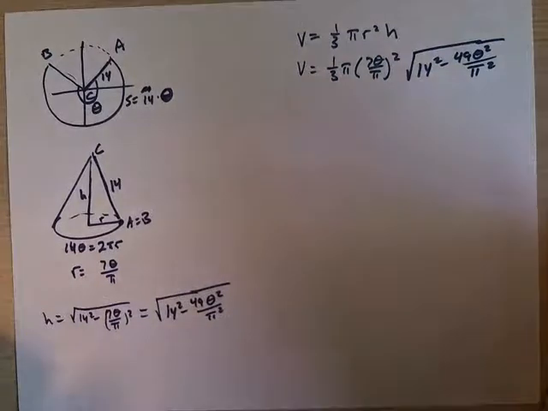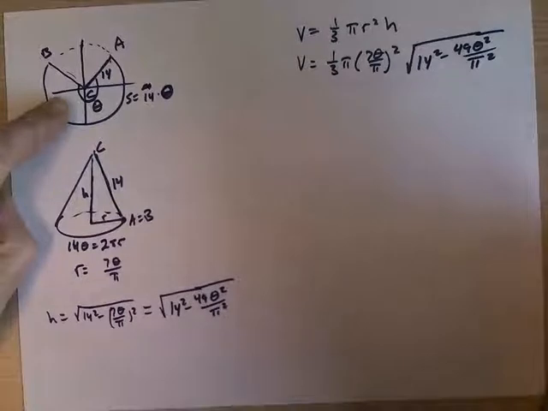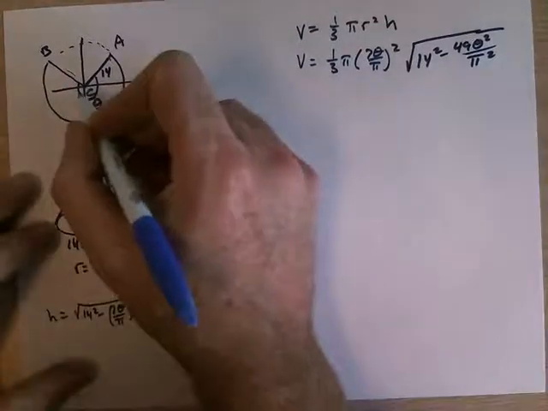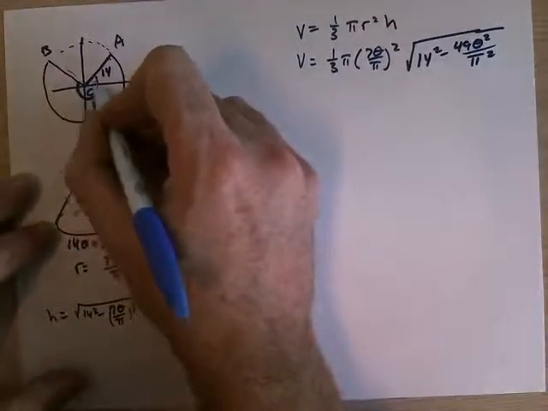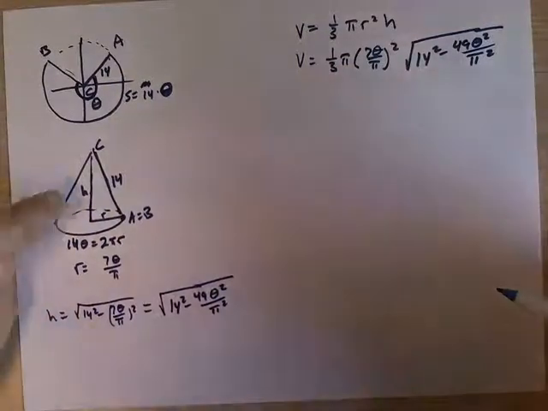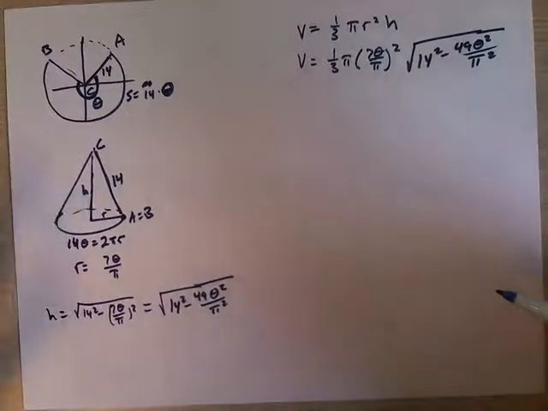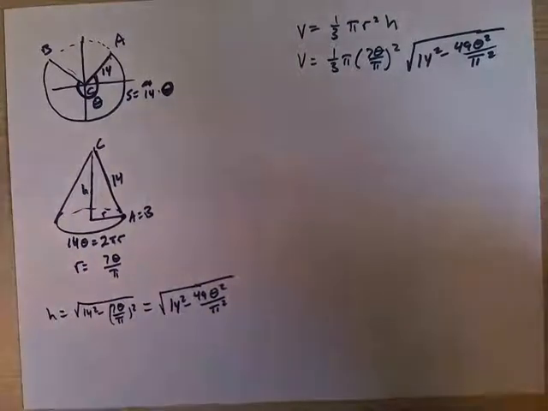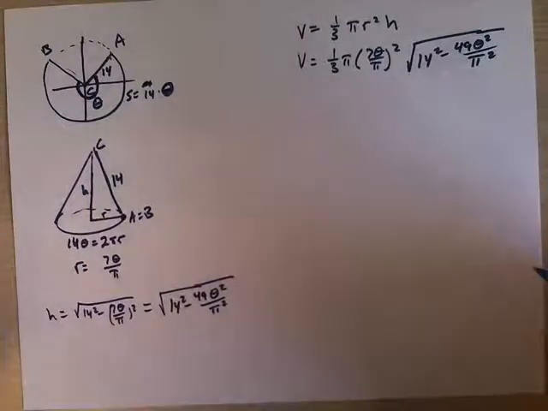What I have here now is the volume of the cone as a function of theta, and theta is the amount of angle that I have left. That's essentially the size of the wedge that I'm using to make this. Right? So theta is going to be at most 2 pi and at least 0, somewhere between 0 and 2 pi.